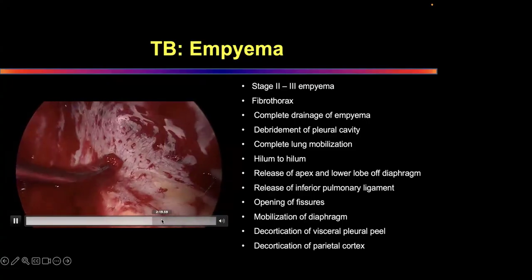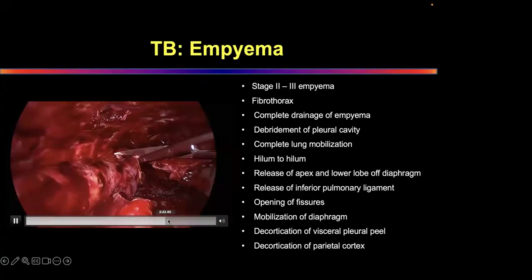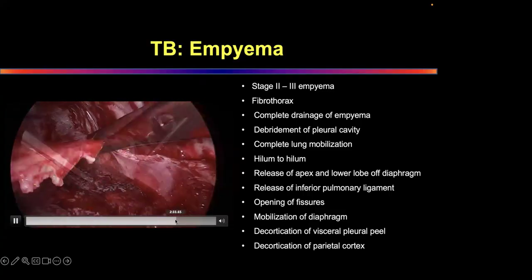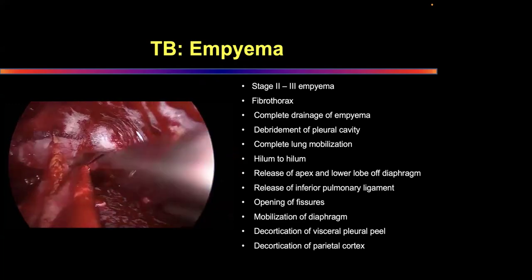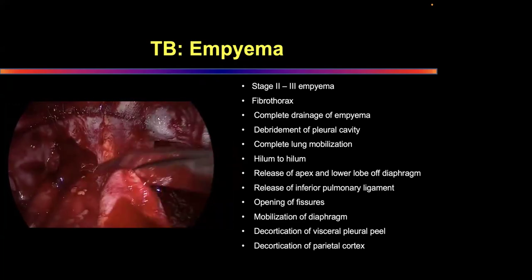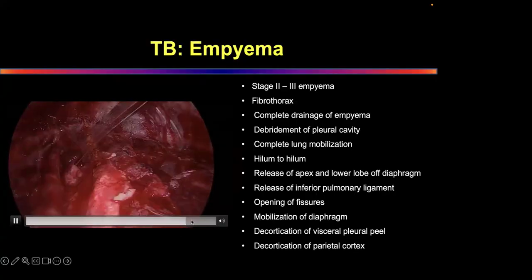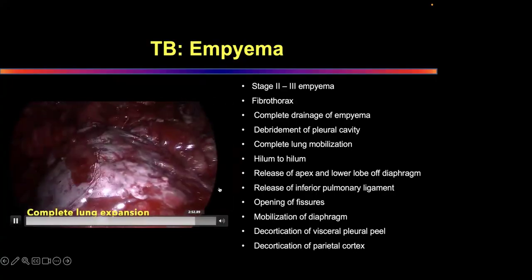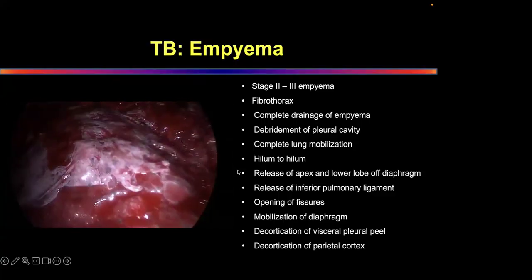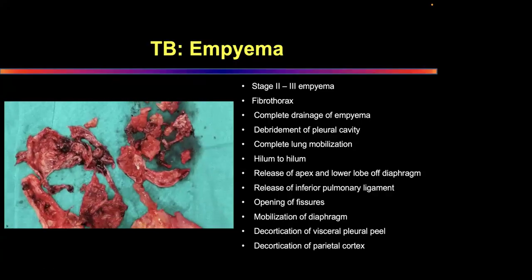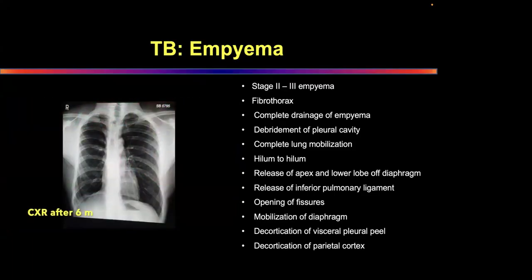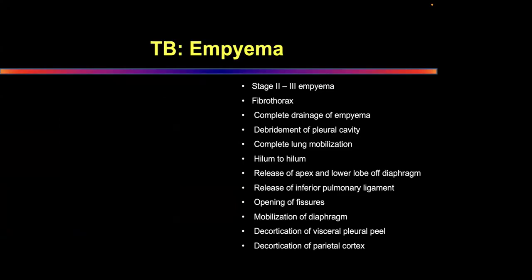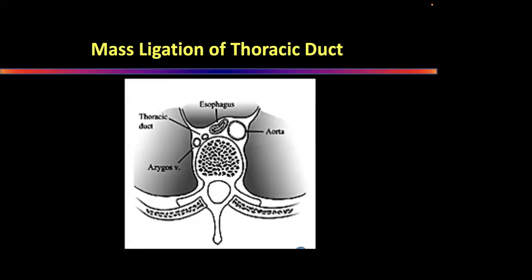So this is the parietal pleura which is now being removed. Very rarely do we have to convert these patients to open surgery, particularly in TB empyema. And then you can see the lung has nicely expanded and you can see all the three lobes. This is all the pleural tissue which we have excised, and this is a chest x-ray after 6 months. It can hardly be said whether this patient had any empyema on the right side.